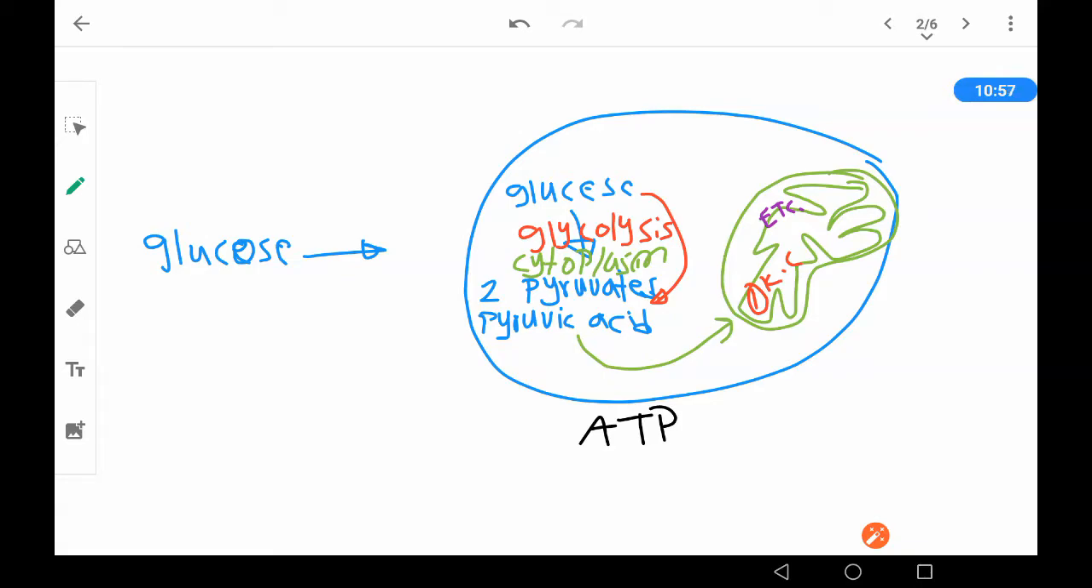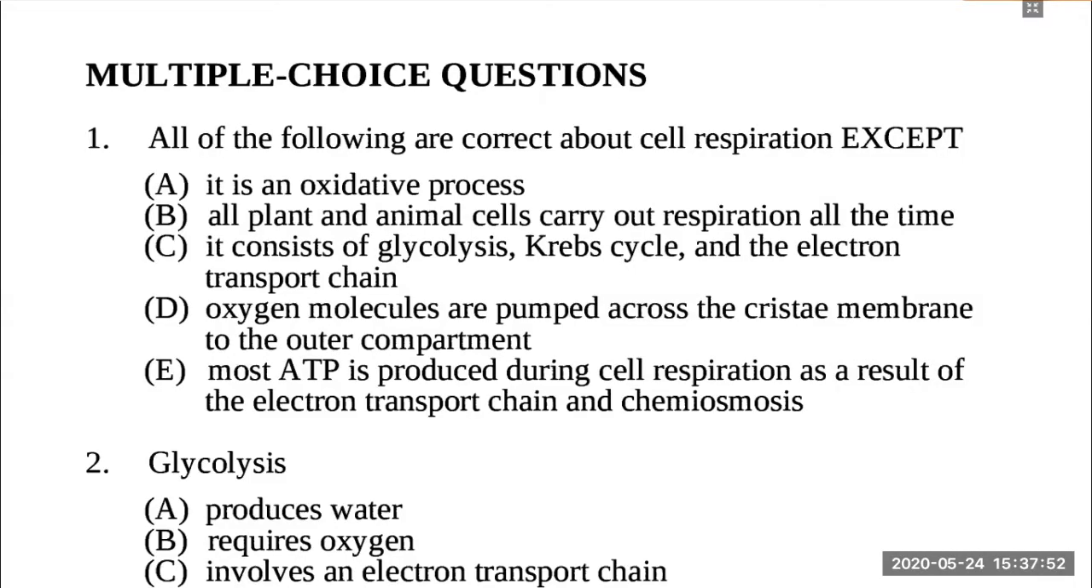So this is the basic principle of the cellular respiration process. Now let us start by solving the questions that we have in this chapter. Let us start with the first question. It says all of the following are correct about cell respiration except, okay, so we have five choices.